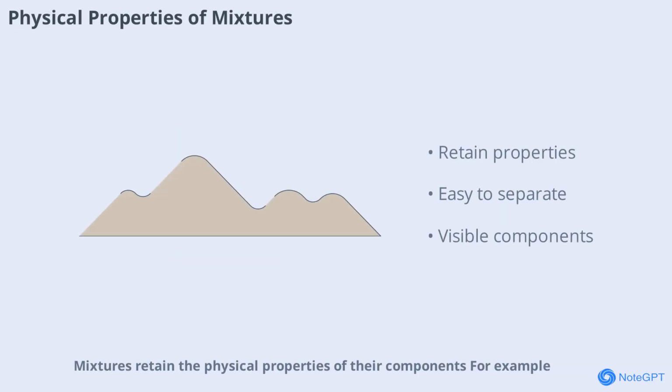Mixtures retain the physical properties of their components. For example, in a mixture of sand and salt, you can still see and feel both substances. This is different from compounds, where the properties change. Physical properties help us identify and separate mixtures.